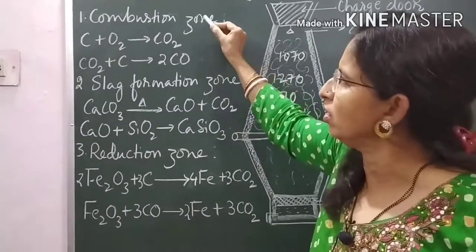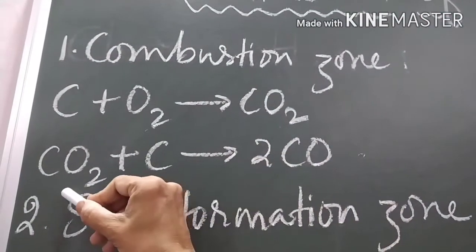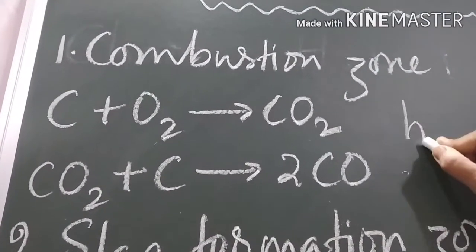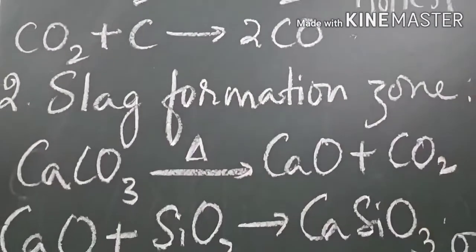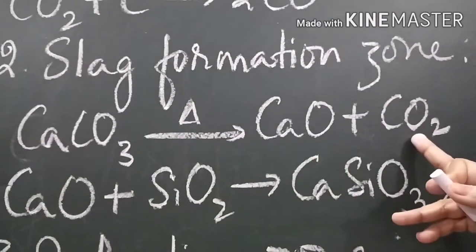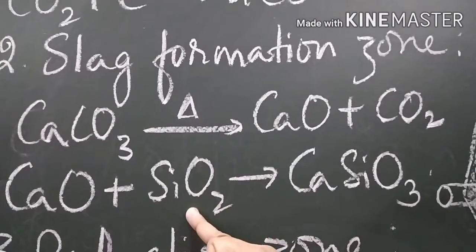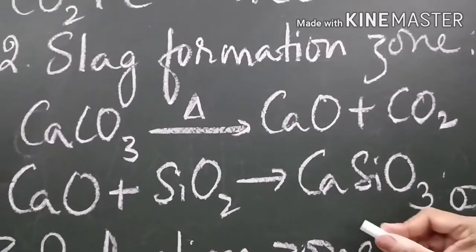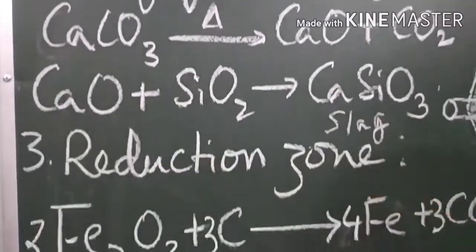The combustion zone, where carbon reacts with oxygen to form carbon dioxide. Carbon dioxide further combines with carbon to form carbon monoxide. This is believed to be the hottest zone. Then slag formation zone, where limestone dissociates to form calcium oxide and carbon dioxide. Calcium oxide combines with sand which is present in the hematite as impurity and converts into calcium silicate, which is nothing but slag.